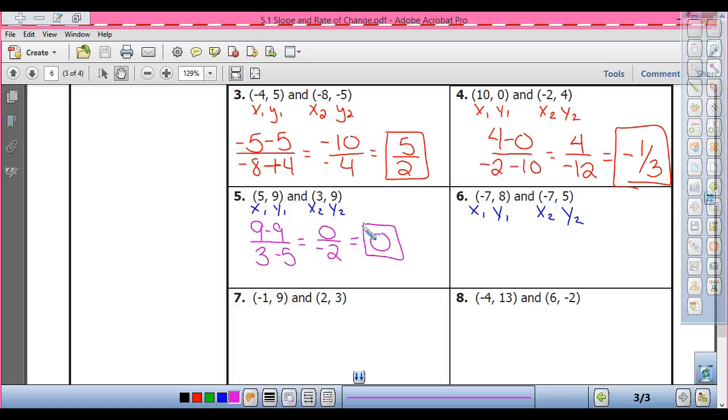Okay, number 6. What goes on top? 5 minus 8 over negative 7 plus 7. So on the top goes negative 3 over 0. Plug that in your calculator. Impossible. Yeah, it gives you an error, right? Okay, out of our choices for our slopes, we had positive numbers, negative numbers, we had 0, undefined. Anytime you get 0 in the bottom of your fraction, your slope is undefined. Okay, the other common mistake that I saw is sometimes we went like 9 minus 3.